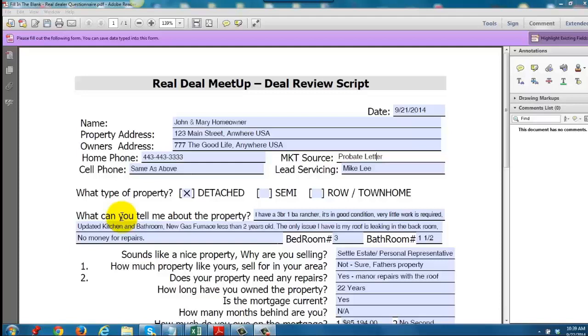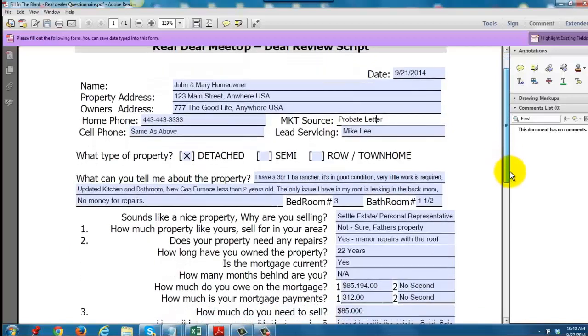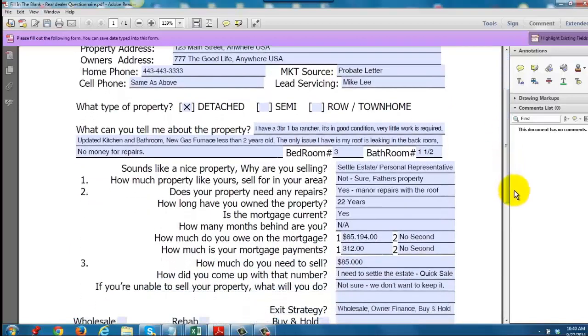I want to also use it as a precursor to get information that I'm going to later ask on this actual script. I may get it early, such as bedrooms and bathrooms and condition of the property. So that's my psychology behind the first question on the script, which is, what can you tell me about the property? Secondarily, of course, I'm going to ask about the bedrooms and bathrooms.